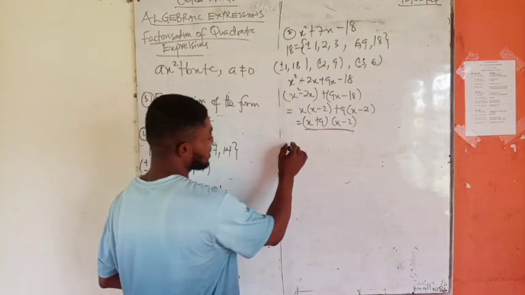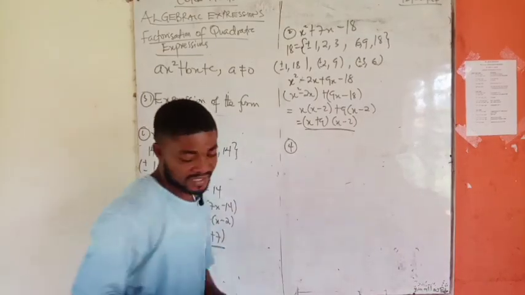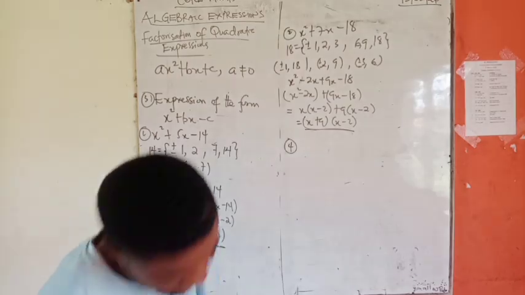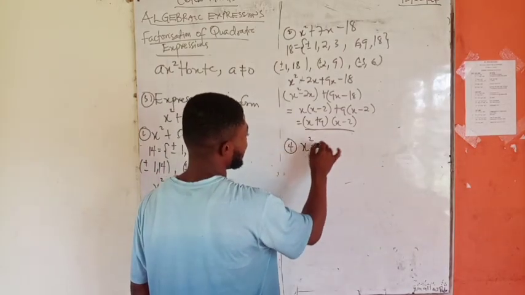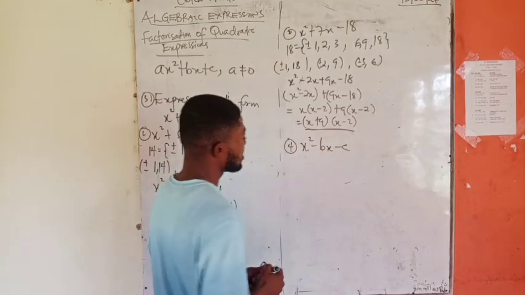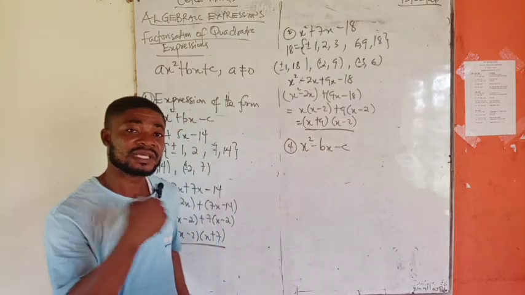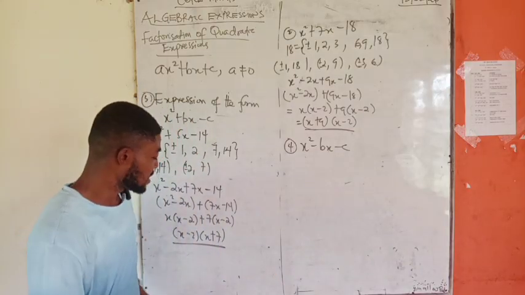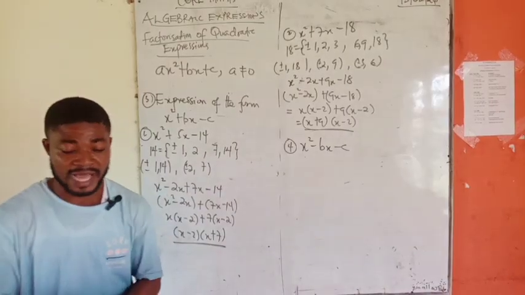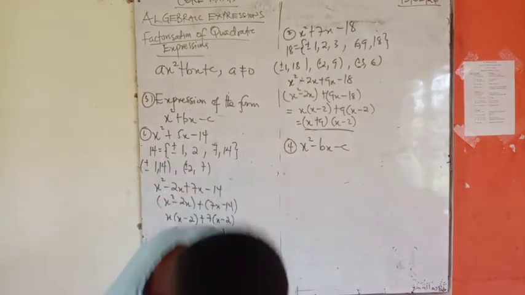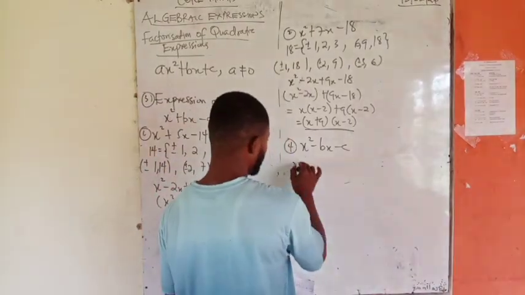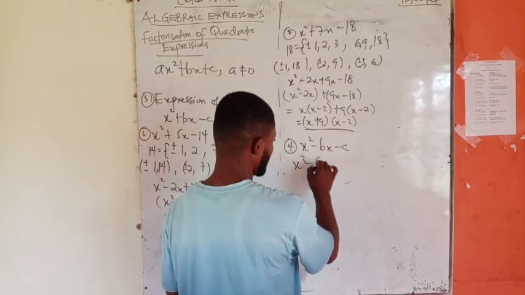So let's quickly go to the fourth expression type, and that one is having x squared minus bx minus c. So the same concept is going to be applied over here. We just find the factors of c, then we work with the factors of c as well. So let's take these examples and then probably we can see some progress.